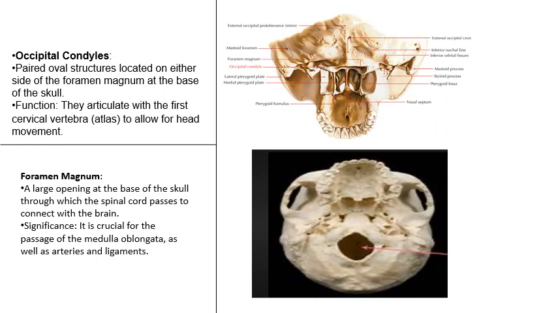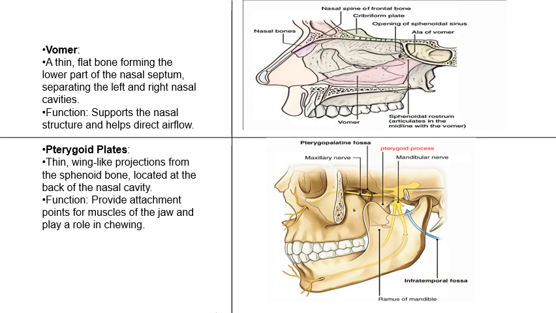This area is the foramen magnum, a large opening at the base of the skull. This allows the spinal cord to connect with the brain, and it is essential for the passage of major nerves and blood vessels. Next up, we will go through what the vomer is.